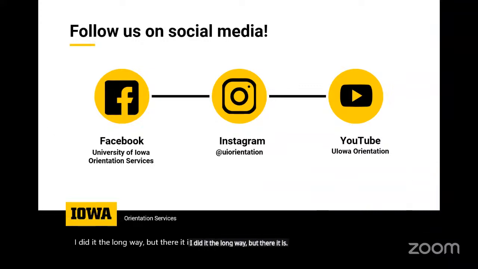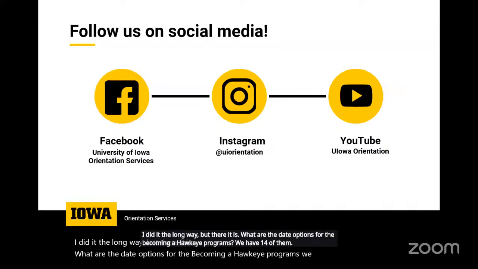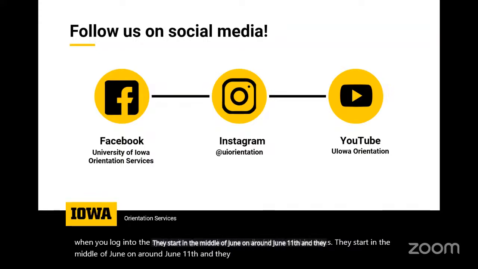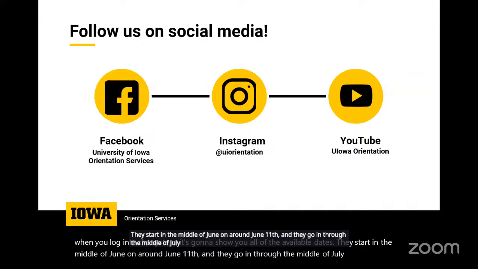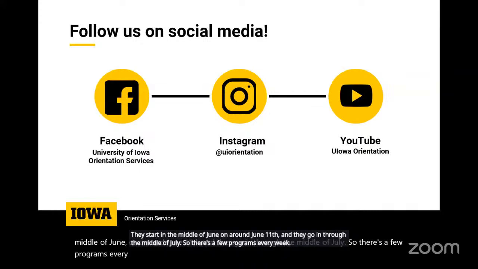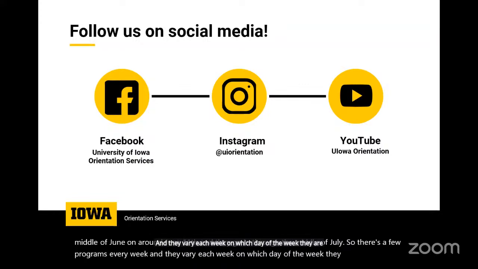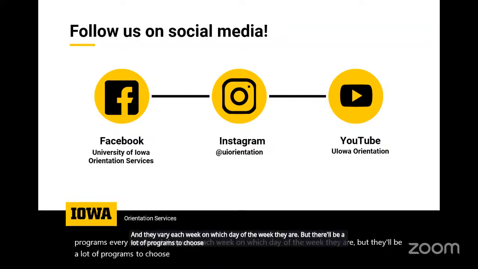What are the date options for the Becoming a Hawkeye programs? We have 14 of them. And when you log into the system, it's going to show you all of the available dates. They start in the middle of June, around June 11th, and they go through the middle of July. So there's a few programs every week, and they vary each week on which day of the week they are, but there'll be a lot of programs to choose from. So you should be able to find one that works with your schedule.